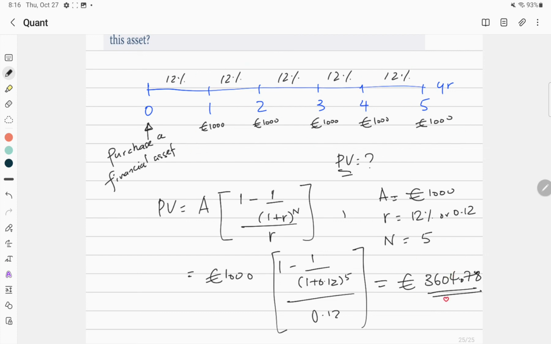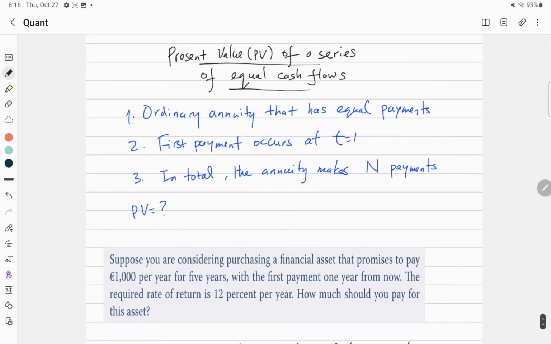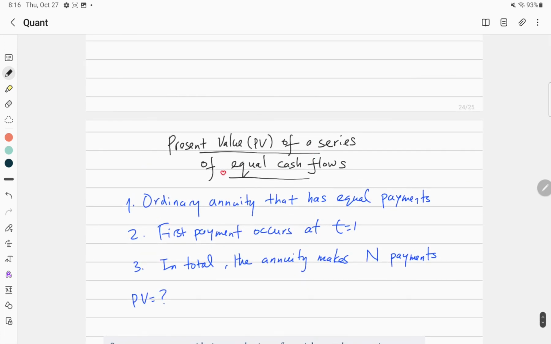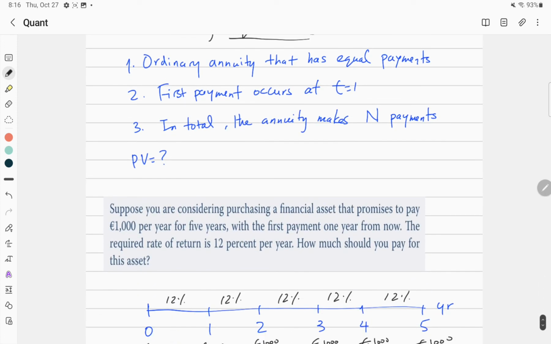So you have to pay this amount of money for this financial instrument today, so that it will pay you 1,000 euros at the end of each year. And these 1,000 euros are equal amounts year after year, and that's why we call them equal cash flows. They are not different from year to year. Thank you for listening.